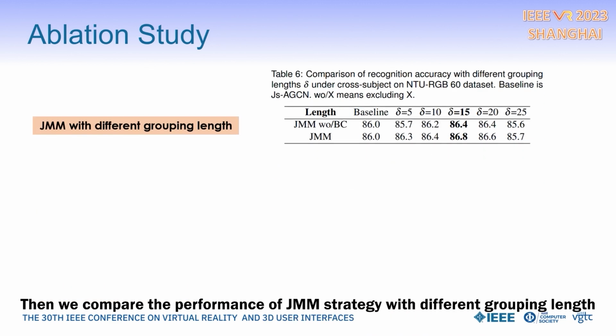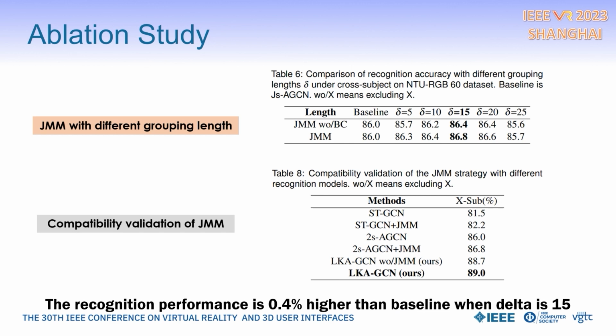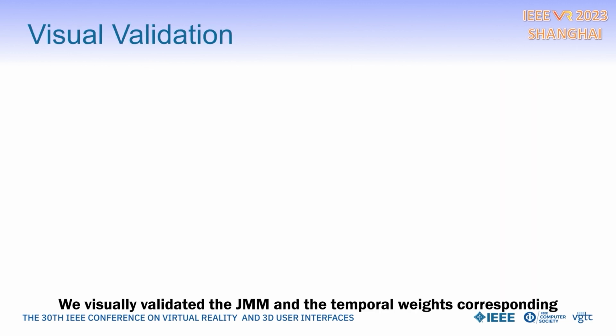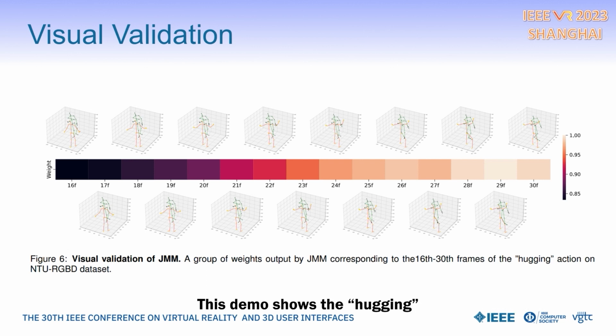Then we compare the performance of the JMM strategy with different grouping lengths. The recognition performance is 0.4% higher than baseline when delta is 15, and JMM is also compatible with some other recognition methods. We visually validated the JMM, and the temporal weights corresponding to a group of frames calculated by JMM are visualized with a heat map. This demo shows hugging. As the action progresses, the weight gradually and reasonably increases, which is consistent with the action semantics.